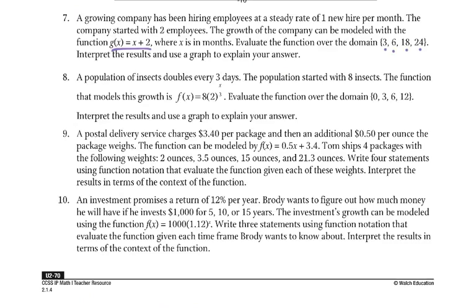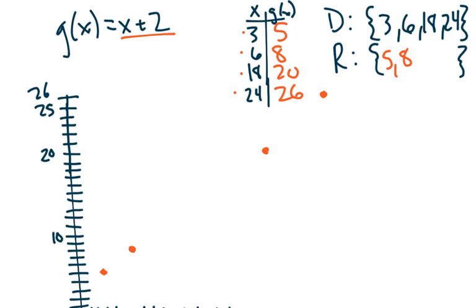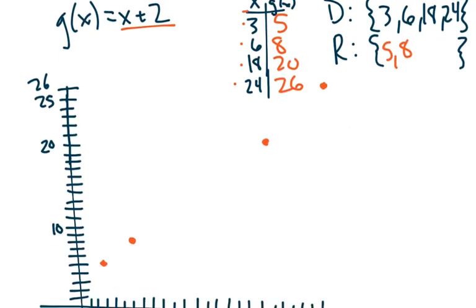Then it wants us to interpret the results and use a graph to explain your answer. So my results are here. In 3 months, they have 5 total employees. In 6 months, 8 total employees. 18 months, they have 20. 24, they have 26 total employees. However many months they've been hiring, they have 2 more employees than those months.